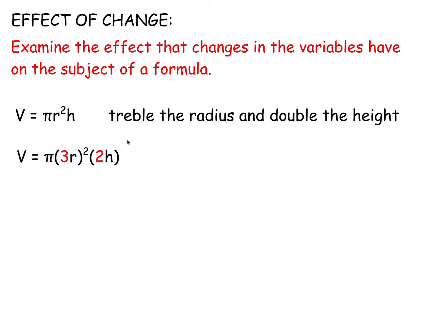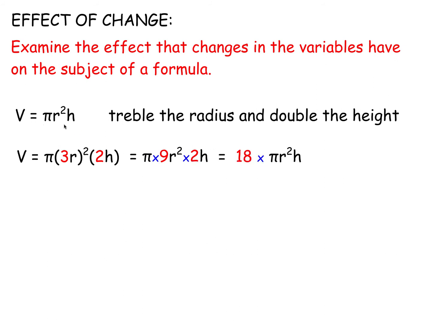First, you could simply replace the radius by 3r, 3 times the radius. So you're trebling the radius, realising you've got to square the whole thing, and replace the height by 2h, so you've doubled the height. When you square the brackets here, you square the 3 and the r. That gives you 9r squared. And then if you sort out these numbers in red, 9 times 2 is 18 pi r squared h.